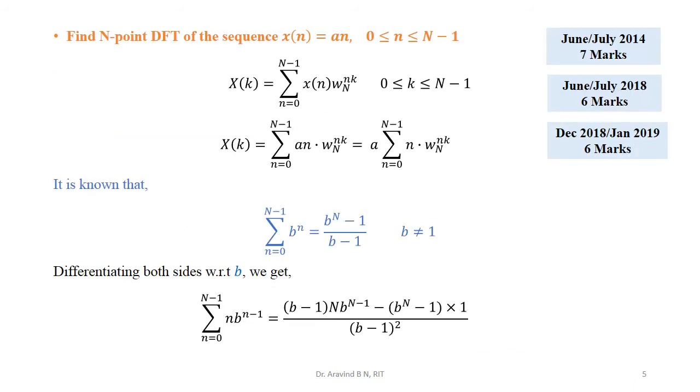Let us take one more problem. Again, this is not a straightforward solution. Find the N-point DFT of the sequence x of n is equal to a to the power n, for all the values of n ranging from 0 to N minus 1. This has been asked several times in the examination for 7 marks, 6 marks, and then 6 marks. The latest is December 2008, January 2019 asked for 6 marks. Let us go through the solution of it.